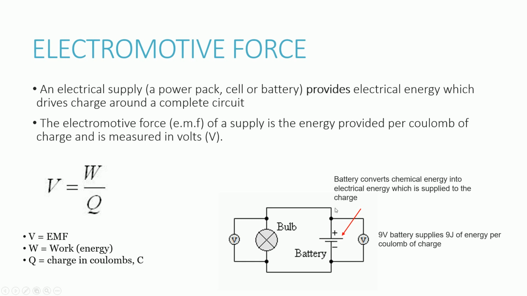So to put it simply, think about a battery, right? A battery converts chemical energy into electrical energy, which is then supplied to the charge that flows around the circuit. And so if a battery has 9 volts, a 9-volt battery, what that essentially means is that the battery supplies 9 joules of energy per coulomb of charge, which basically allows it to drive the charge around the circuit. And so that is electromotive force.